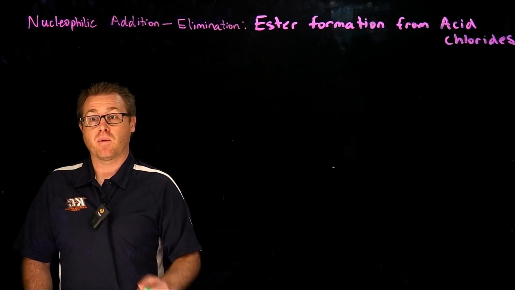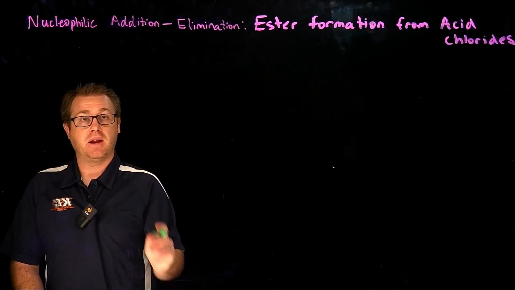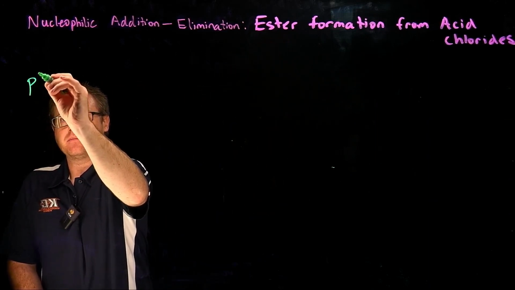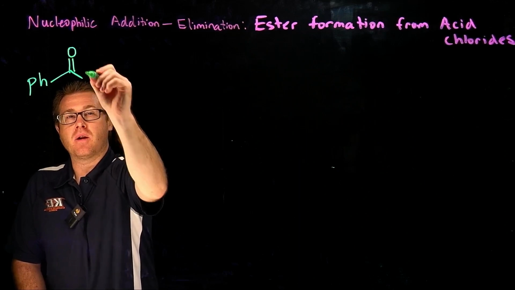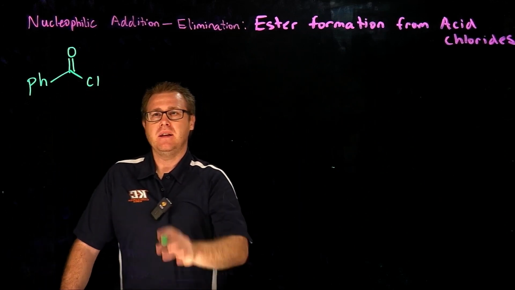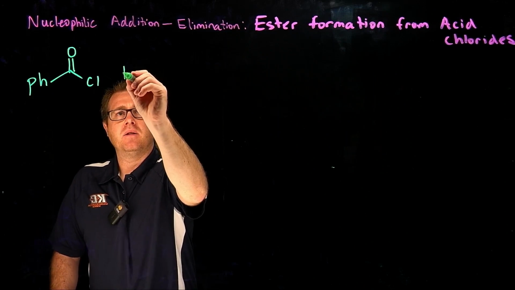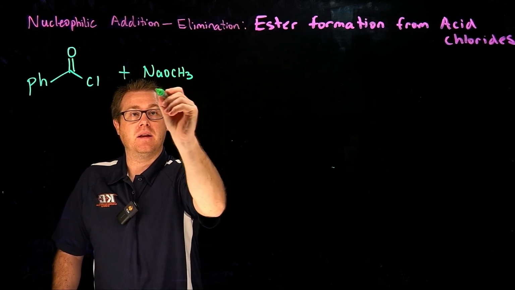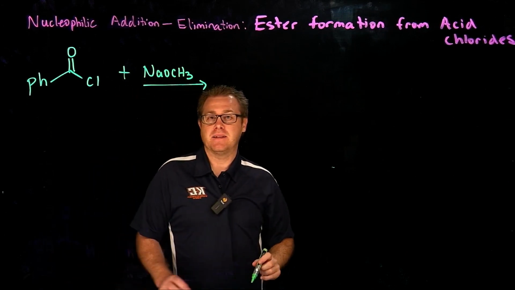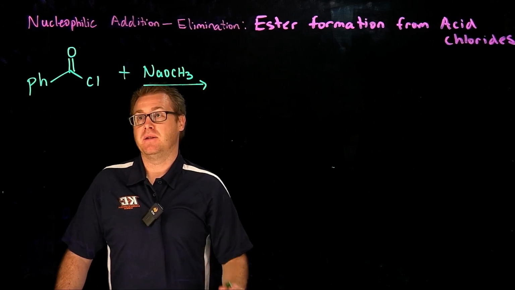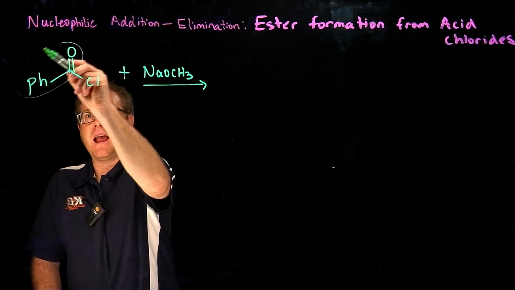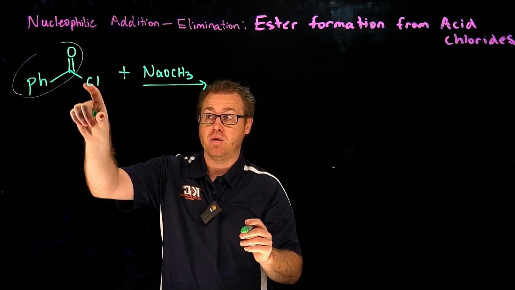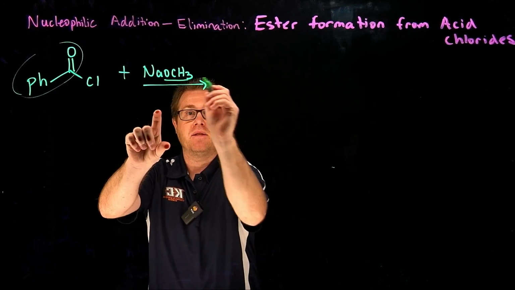So let's look at a reaction that we can use if we want to make an ester. Let's start with an acid chloride molecule. If we treat that acid chloride with, let's say, sodium methoxide, what's going to happen is that we're going to have an acyl substitution. This piece right here is the acyl group. And what we're going to do is replace that piece right there, the chlorine, with this piece right there.